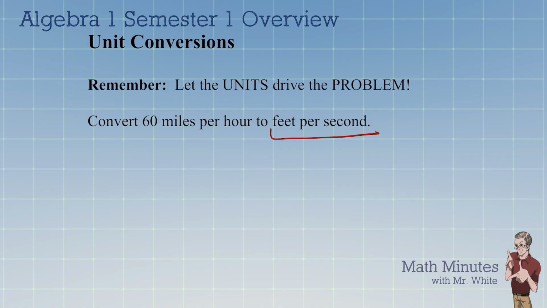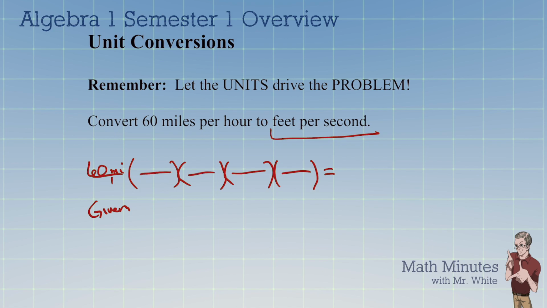We start with our given on the left side. 60 miles is our given, and that's on the top, by the way. It's over 1. We're going to have some blanks in here. We don't know how many we need, so I'll put lots, right? I'll put way too many, probably. Equals, and I want feet per second. So by the way, the given was miles per hour, so I really should have had the unit hour on the bottom. All right, so let's let the units drive the problem.